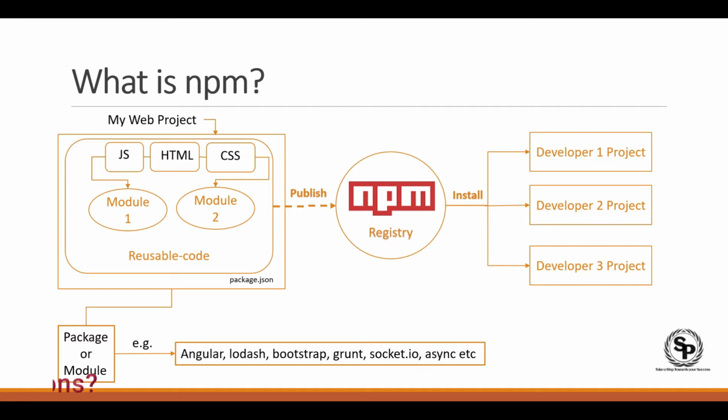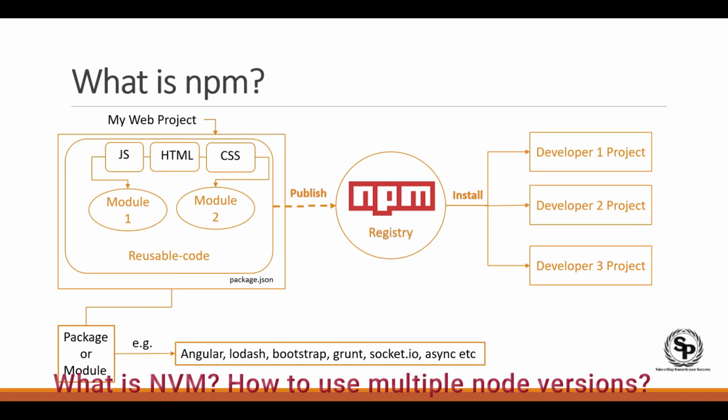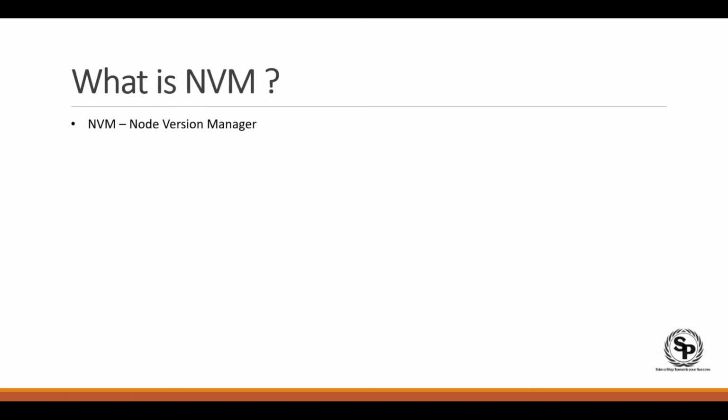So we have learned that if we have reusable code that we are using as a package, we can publish it into an npm registry, and developers around the globe can install it. And we have known that Node Package Manager is open source, has the largest software registry of JavaScript, and also makes sure whether the updated code is there or not. It will intimate you. And NVM is a Node Version Manager. It actually manages the different versions of Node in a single system.